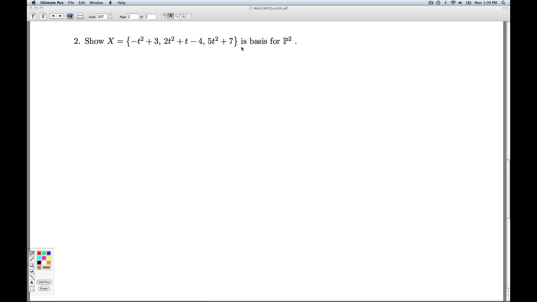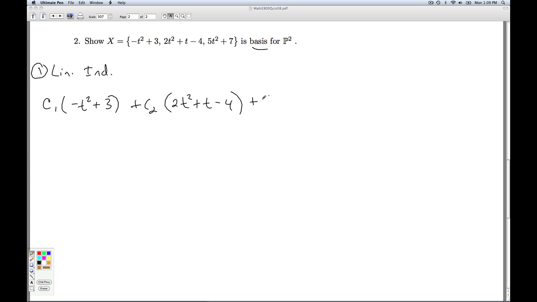Okay, now we're given three polynomials and we're asked to show they're a basis for P2. So once again, we've got to go to linear independence. We've got to look at a linear combination of these guys and see what values of C1, C2, and C3 make this equal to the zero vector.